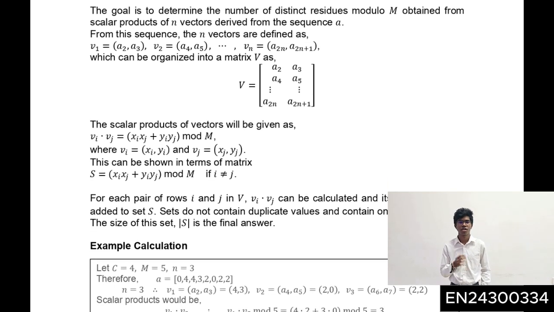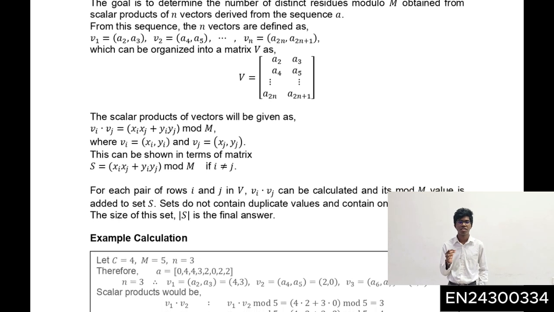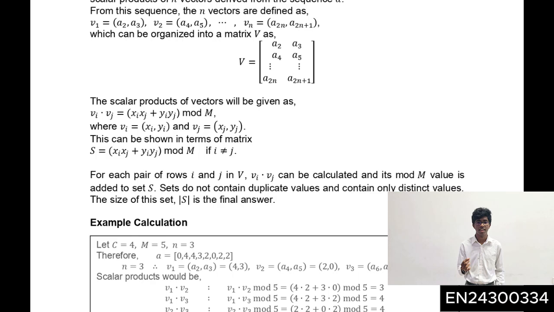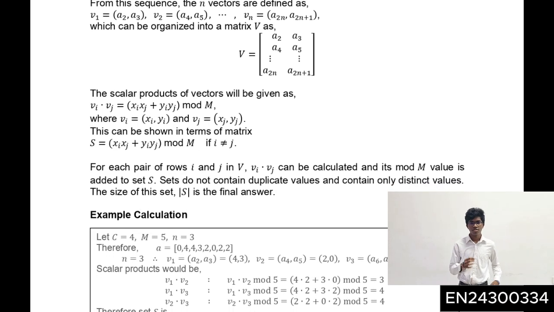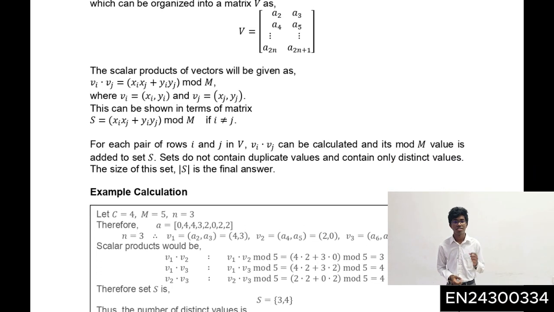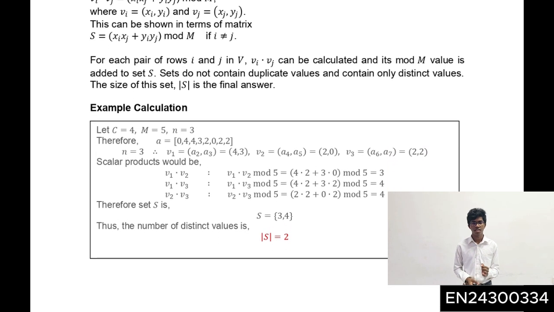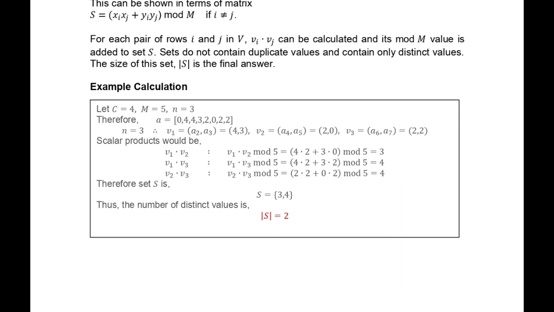Each vector has to undergo a dot product with each other, and the modulus m values are calculated. These values can be added to the set S. Since sets do not contain duplicate values, only the distinct values will be included. The number of distinct values will be the size of the set S.